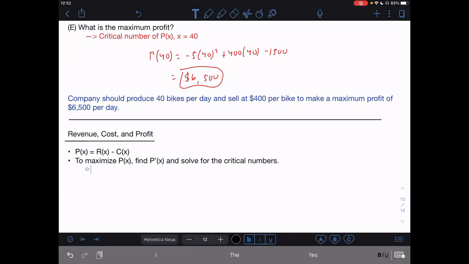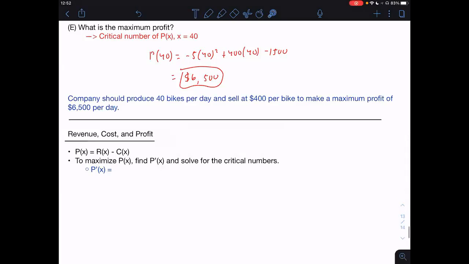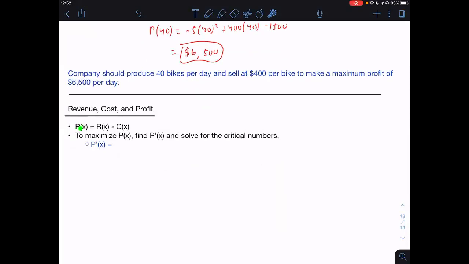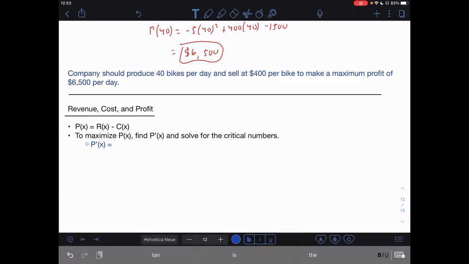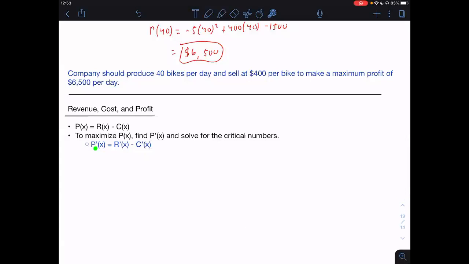Now, let's look at this relationship. Again, we want to find the derivative of our function to find these critical numbers in order to help us optimize it, to maximize it. Again, what is a profit function defined as? As revenue minus costs. The derivative of the profit function is also equivalent to the derivative of the revenue function minus the derivative of the cost function. Same thing. The derivative of the profit function is equivalent to the derivative of the revenue minus the derivative of the costs.